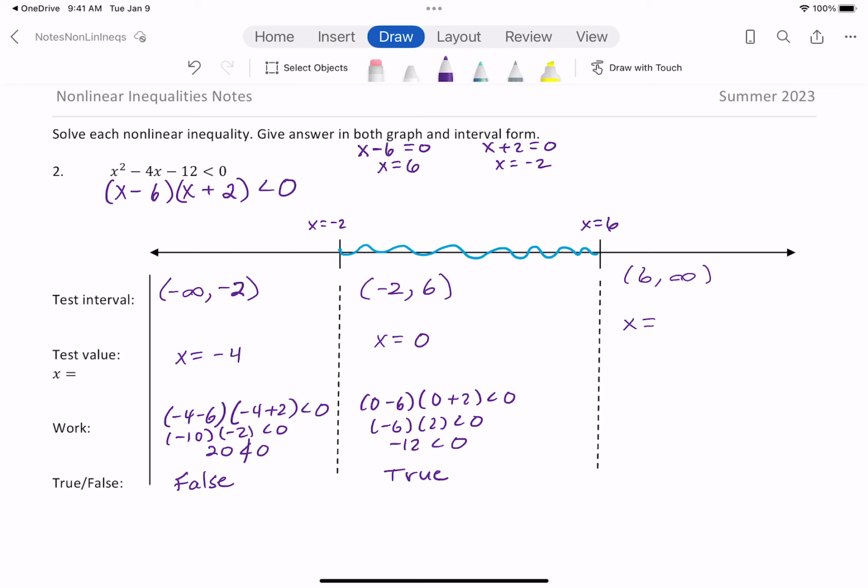And then for my last region, I can choose anything bigger than 6. So I chose 8. But again, you can pick anything that's bigger than 6. If I plug that in, I get 8 minus 6, 8 plus 2, less than 0. This is 2 times 10 less than 0. 20 is not less than 0. So this is false. So I'll make one statement here. You've probably started to notice a pattern.